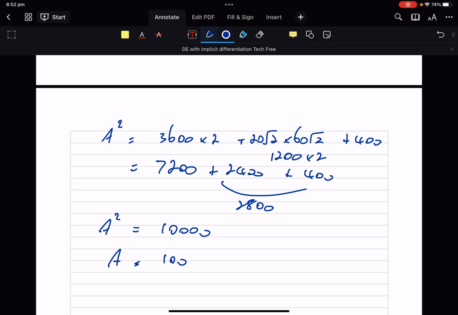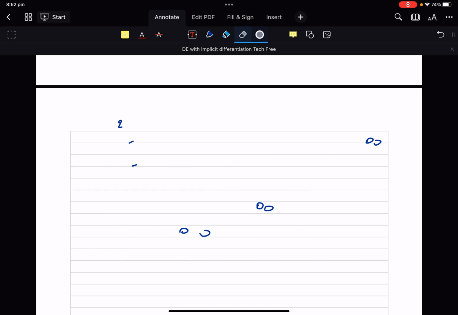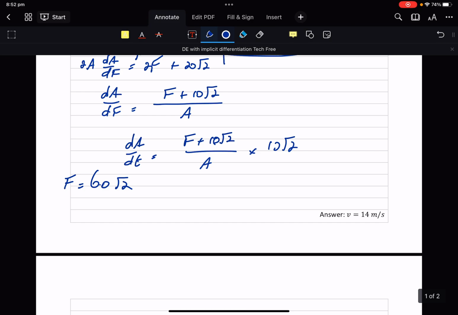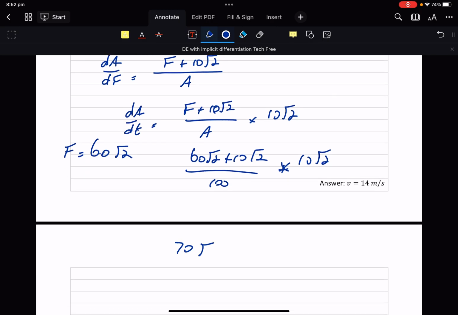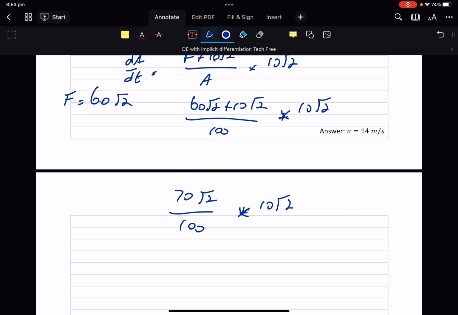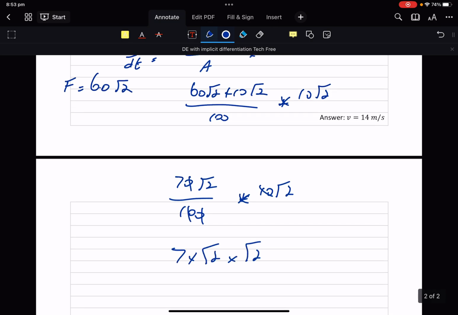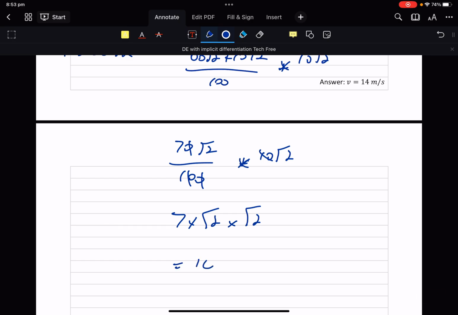Look, that's a bit nasty for a test. I wouldn't do that to you, but maybe those external people would. So A is 100. So it's 60 root 2 plus 10 root 2 on 100, times 10 root 2. 70 root 2 on 100 times 10 root 2. 7 times root 2 times root 2 is 7 times 2, which is 14.